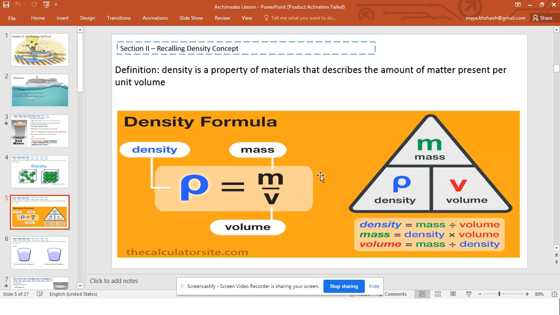Of course, the SI unit of mass is kilograms, and the SI unit of volume is meter cube. That's why the SI unit of density is kilogram per meter cube.